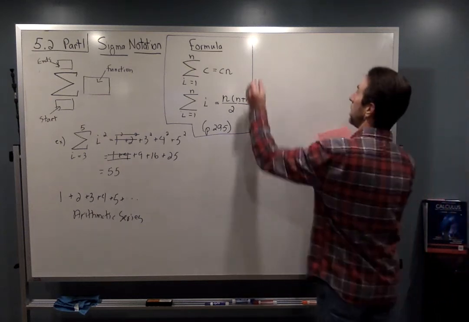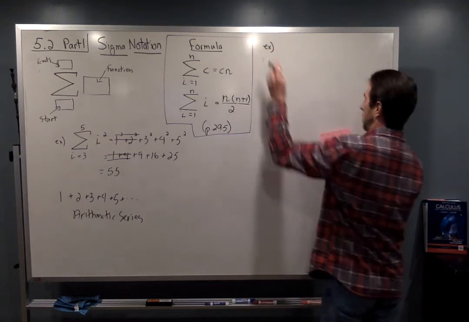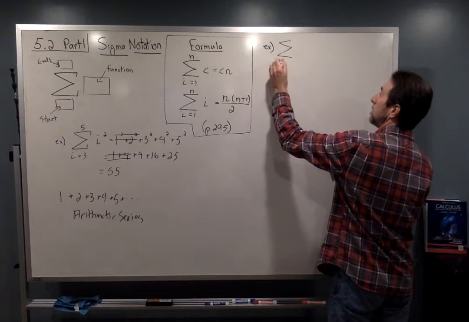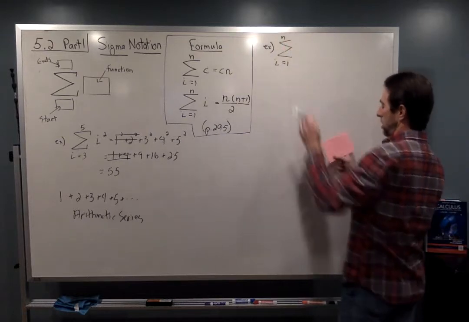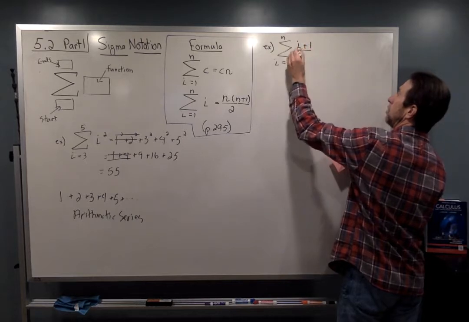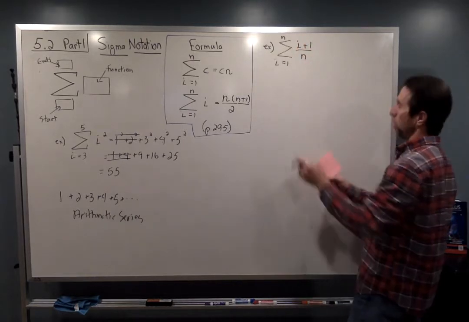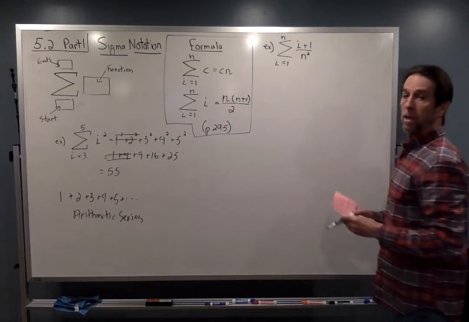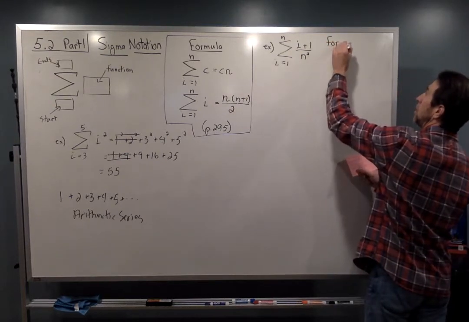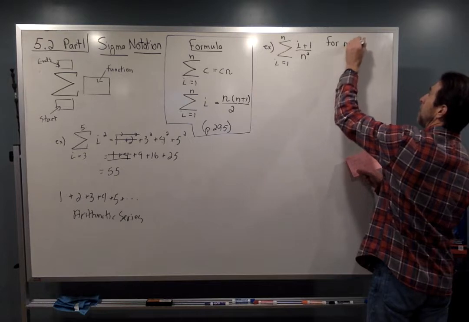Let's say we want to find the sum, as i goes from 1 to n, of (i plus 1) over n squared. And I want to use it for n equals 10.